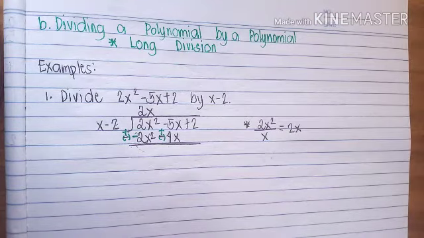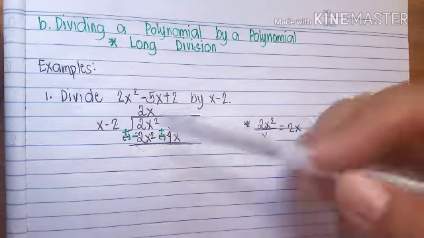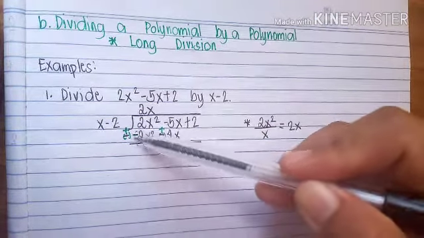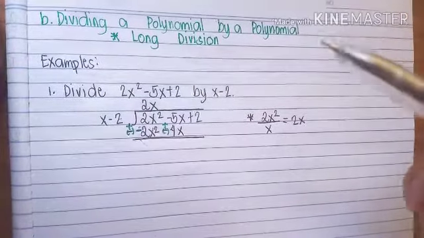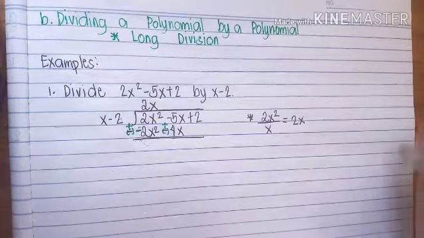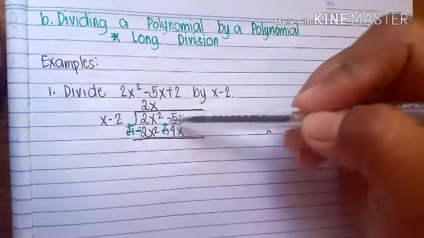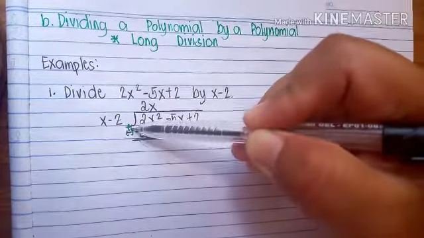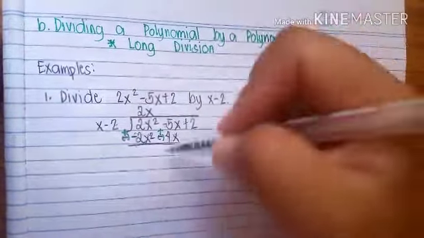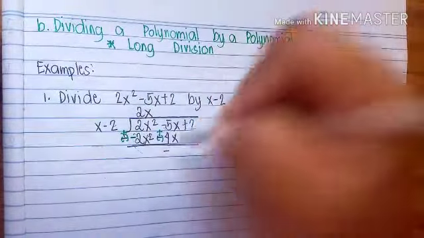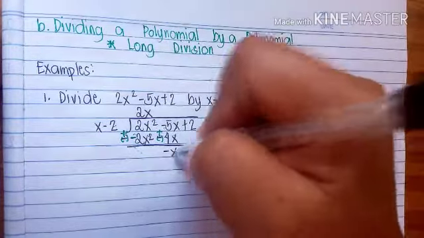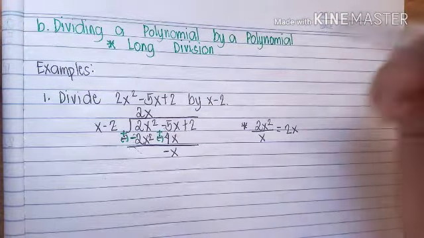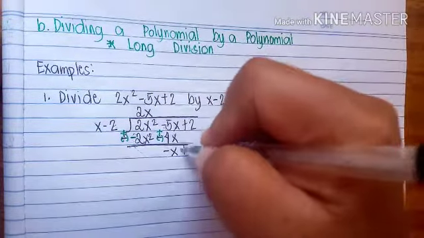Okay, I hope you remember that. So we now have 2x squared plus negative 2x squared, that would be 0, so we don't have to write that already. And we have negative 5x plus positive 4x, that would be negative x. There. And we bring down your plus 2.